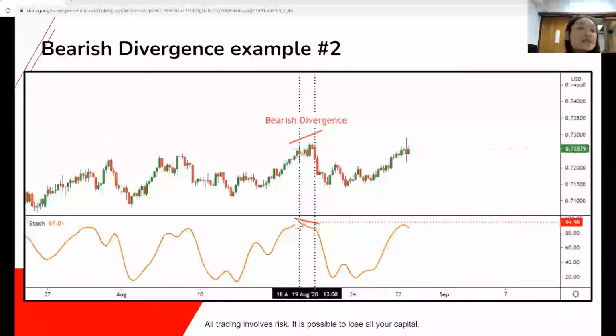However, on our stochastic chart, on the same time frame, price made a lower high. So this is a bearish divergence, and we're expecting price from this level on the 19th of August. After this, we're expecting price to drop, which you can see it did drop.